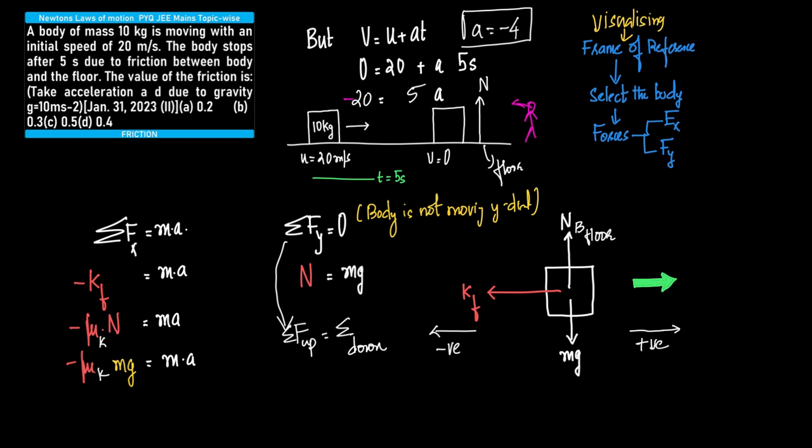So from here I can cancel out m, and then what we have is minus mu k into g, which is 10, is equal to a, right? What is the value of a? A we found to be minus 4. Therefore, what is mu k equal to? Let's cancel out minus and minus, so we have 4 by 10, which is equal to 0.4. So the correct option here would be, the value of friction is 0.4.